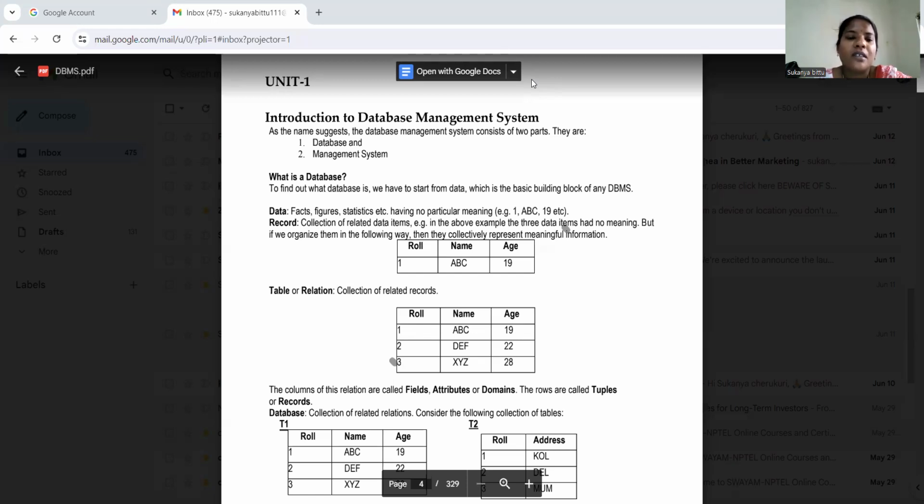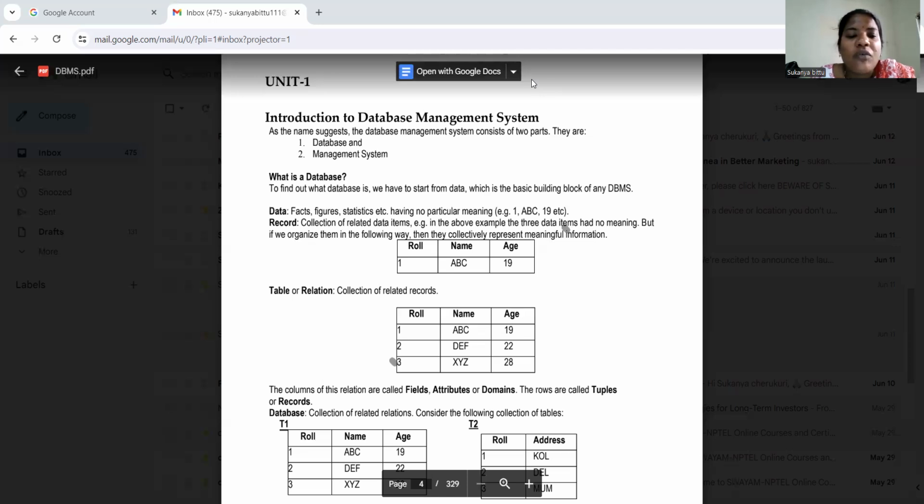So, what is database? To find out what database is, we have to start from the data, which is the basic building block of any DBMS, right? So what is data? Data is a collection of unorganized information, either numbers or characters or whatever. It is data. So facts, figures, statistics having no particular meaning, right?